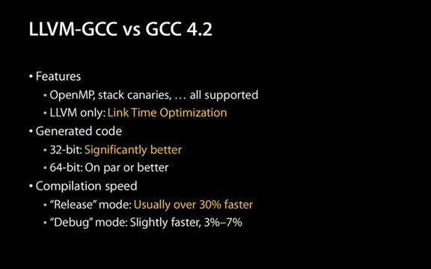So to recap, how does LLVM GCC compare to GCC 4.2? Well, we got all the features that GCC provides, and we'll also give you link time optimization. And LLVM GCC generates better code than GCC. And LLVM also is significantly faster in terms of compile time in release mode. In debug mode, we're only slightly better. So we need to rethink the problem. We need a new front-end technology, new parsing technology that's significantly faster. That's where Clang comes in. I'd like to ask Chris to talk to you about Clang.